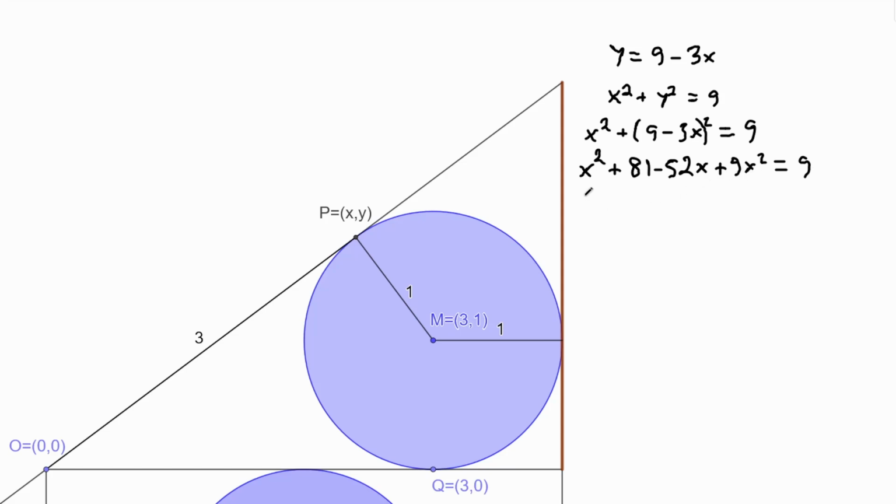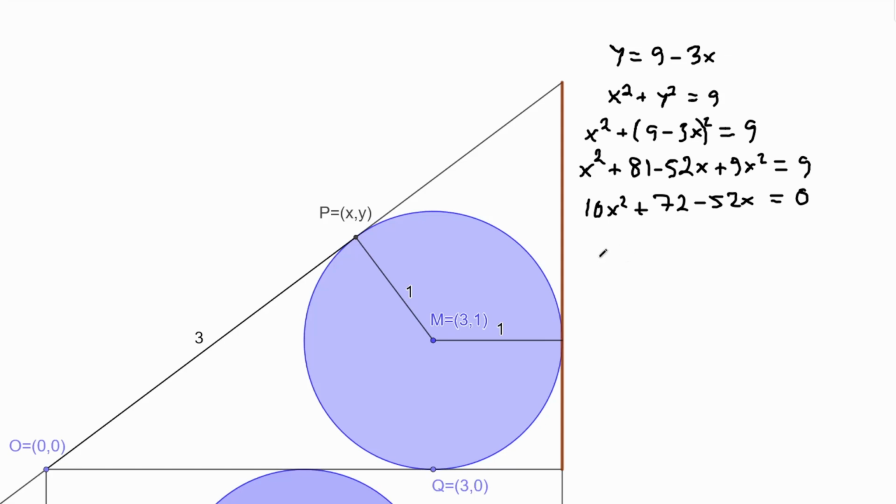And now we can simplify a bit. We can move this 9 over to this side, and we get that 10x squared plus 72 minus 52x is equal to 0. And now I will leave it as an exercise to solve this equation fully.